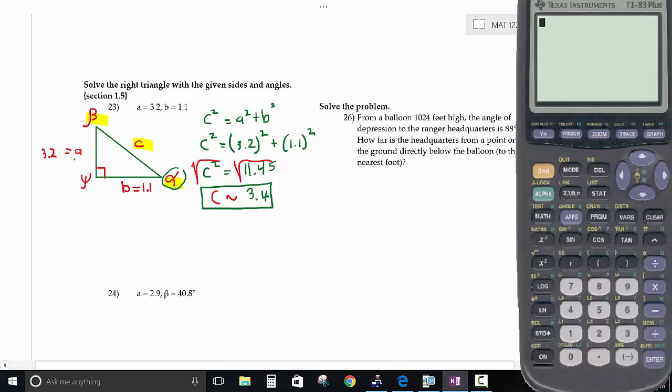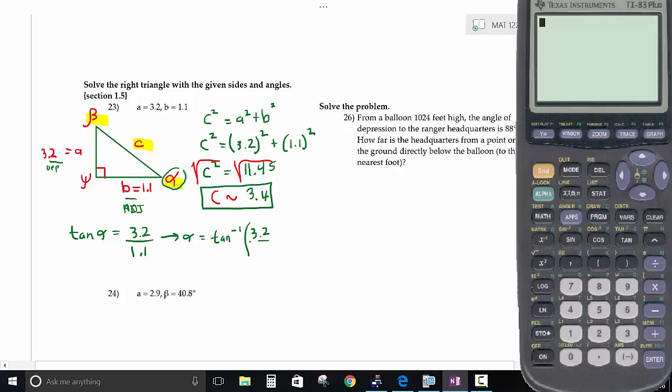I gave you, in relation to A, the side opposite, and I gave you a side adjacent. So that's what the definition of the tangent is. So what you would say is the tangent of alpha equals the length of the side opposite, 3.2, divided by the adjacent side. Now go to your calculator. Let your calculator immediately do this all for you. If you're finding an angle, you have to work out the inverse tangent.